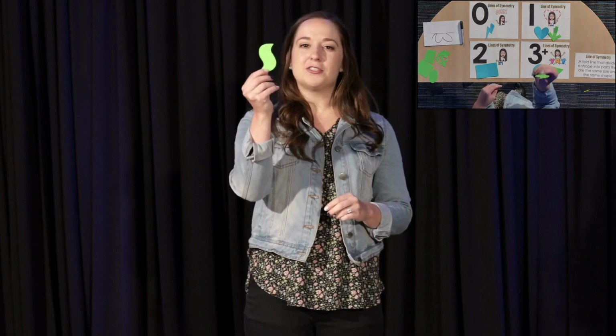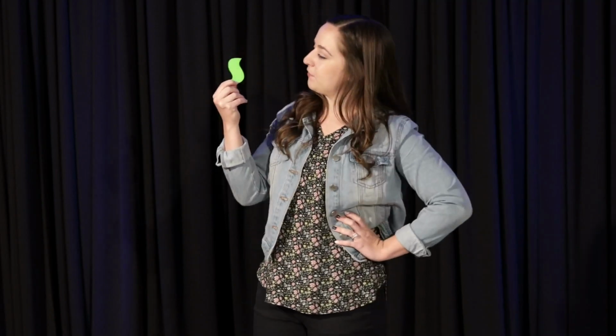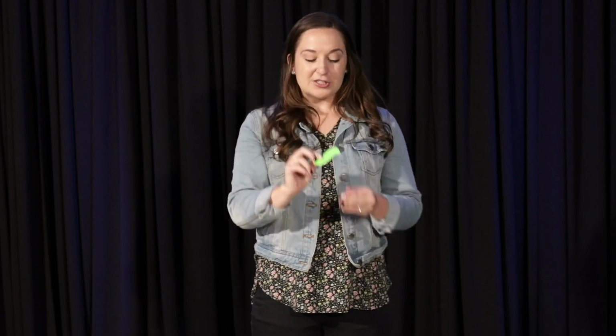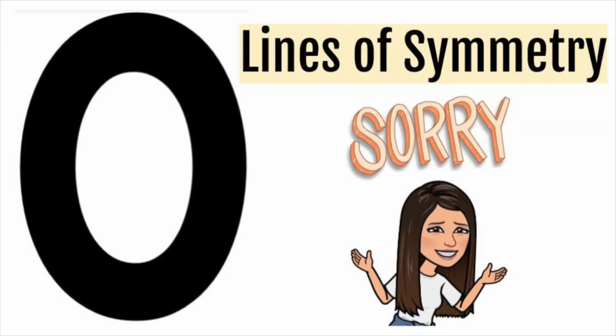Next, we have a not so typical shape. This is kind of fluid. It's a squiggle, and if you were to fold it in half, these 2 shapes do not match. If you were to fold it in half this way, those don't match either. Even looking at the diagonal, you will not have a matching line of symmetry. So this is going under 0 lines of symmetry.